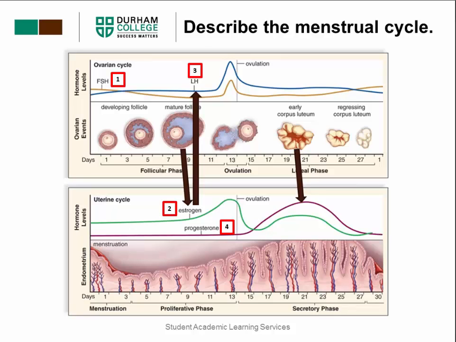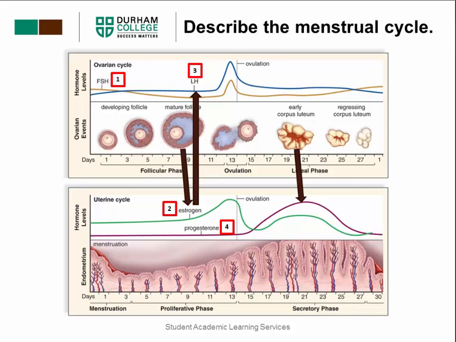Progesterone peaks, and this signal from the corpus luteum goes to the uterus and starts the secretory phase, where there's even more thickening of the endometrial lining. What's going on here is the corpus luteum is communicating with the uterus saying, get ready, get thicker, because the egg is on its way down the uterine tube. If the egg were to be fertilized, then we would have implantation down in the uterus in this endometrial lining.